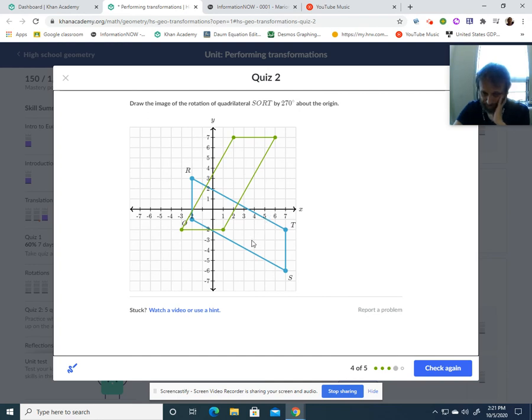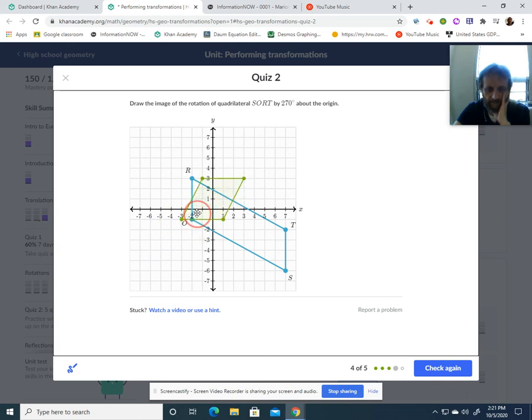So I need to do 270 this way, which is the same as 90 degrees this way. So this point should be here. I think this is actually where I started. I think I did it well right at the beginning. Negative 2, 3 becomes 3, 2. And then negative 2, negative 1 becomes 1, 2. And then this point, 7, negative 6 becomes 6, negative 6.